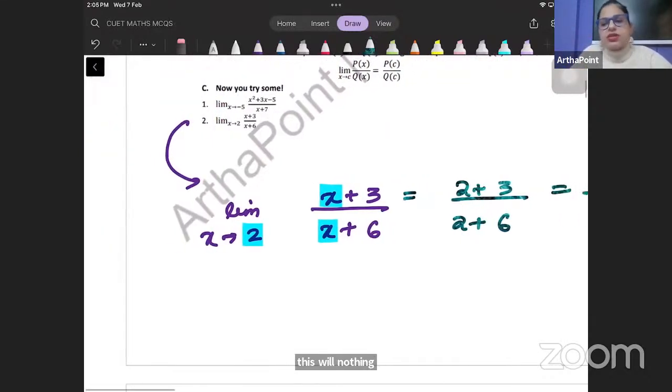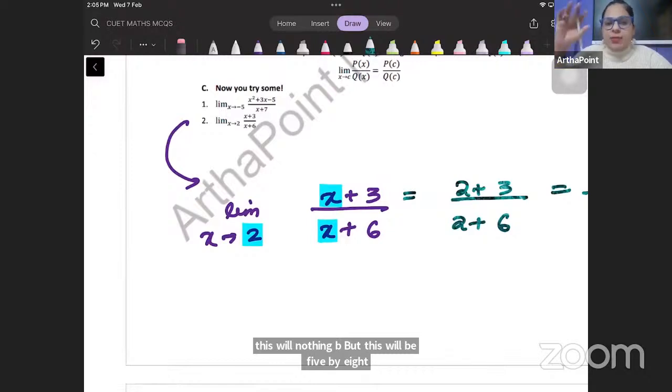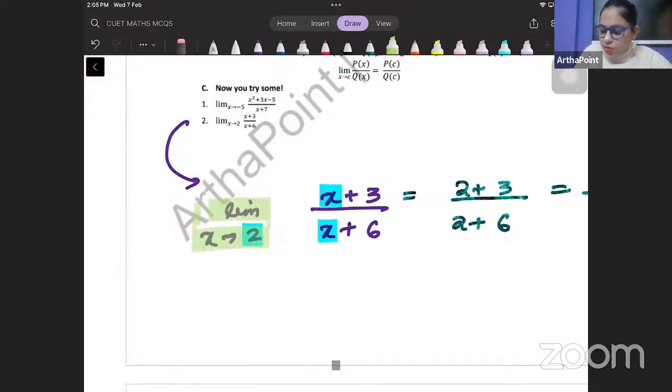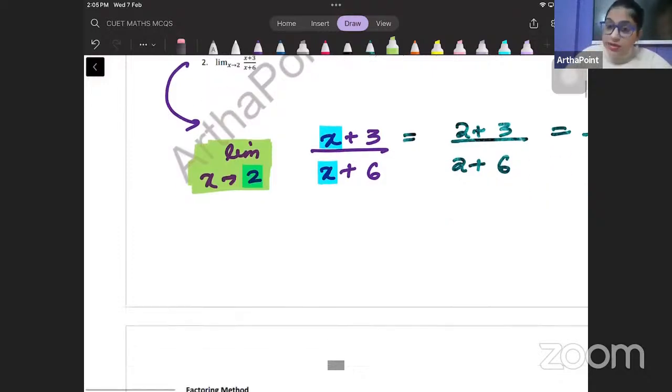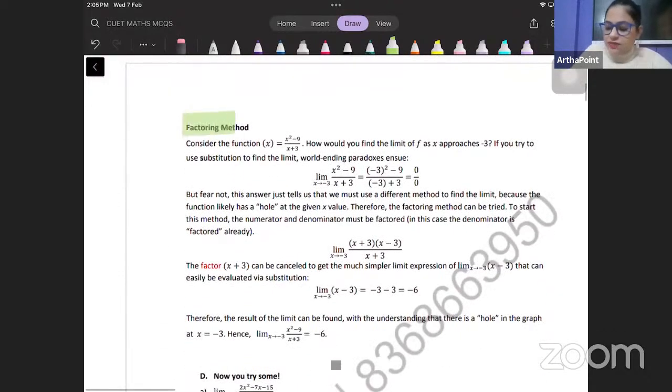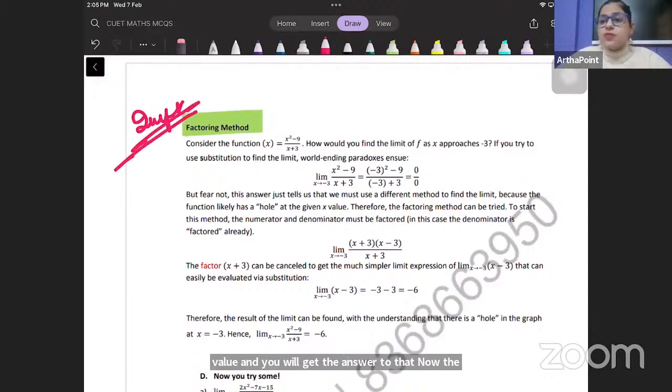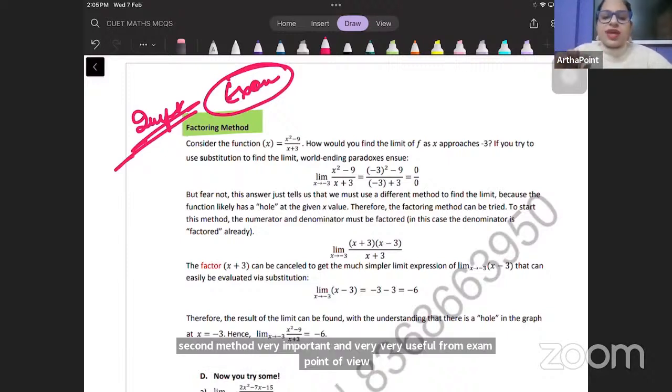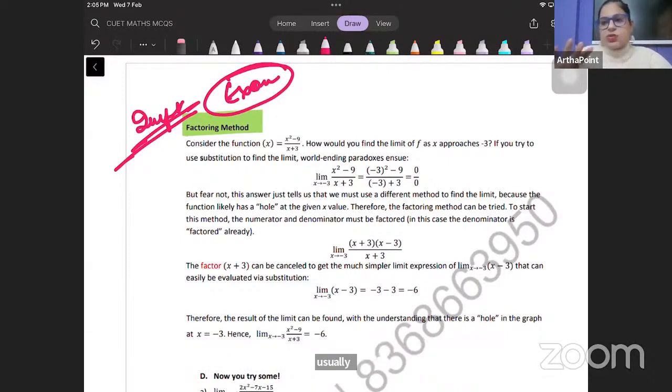So substitution method simply says कि आपको x की जगह पे जो भी limit निकाल रहे हो, just put that value and you will get the answer to that question. That's it. Now, the second method, very important and very, very useful from exam point of view. Usually इससे एक question exam में आ जाता है. Sometimes you will see a question in the exam based on this.